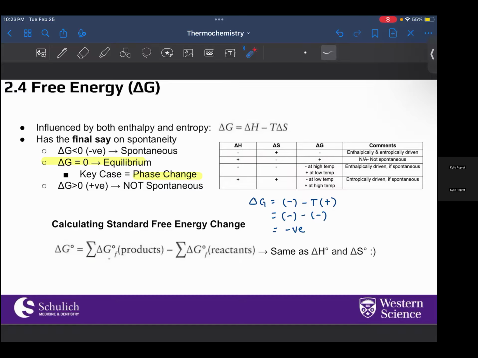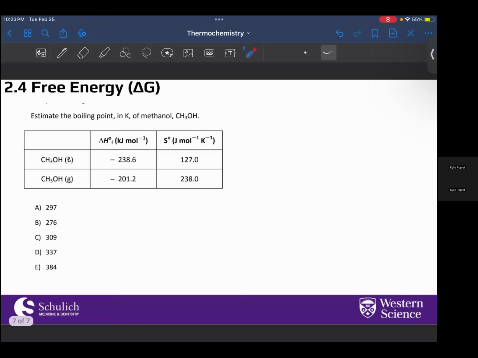All right, and then finally we have one more equation and calculation, which is calculating standard free energy change. But guess what? This is exactly the same as the formula that you saw for enthalpy and entropy. So same idea, these standard free energy values would be given to you. You would sum them up, just make sure you're multiplying by your coefficients, and it follows the exact same format as your other calculations. So we will end off with a practice question related to free energy.